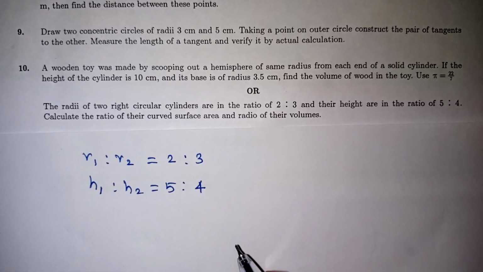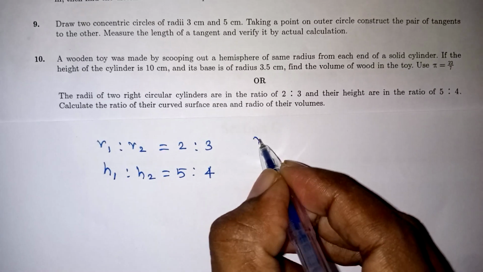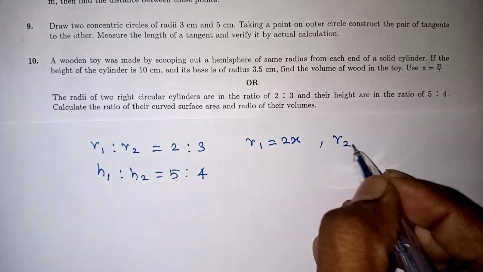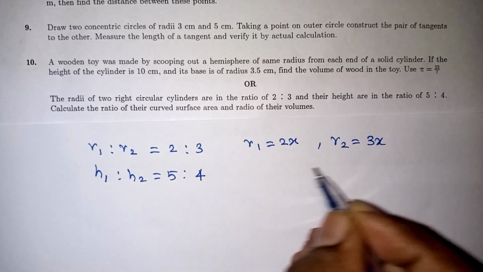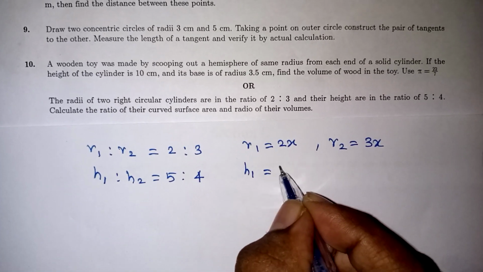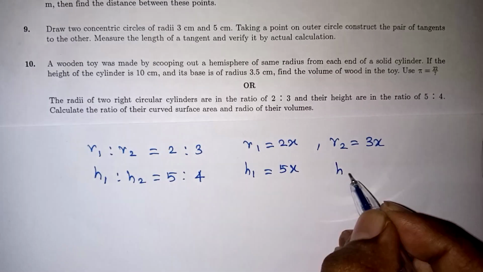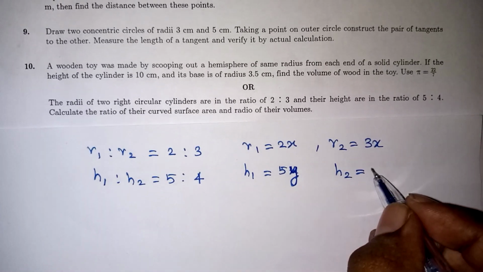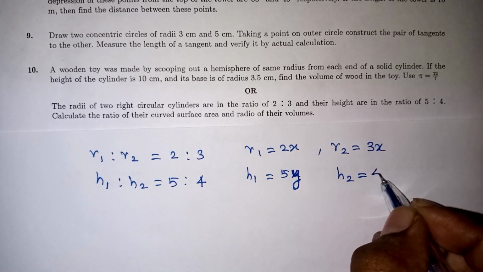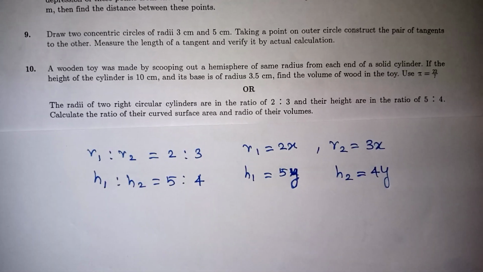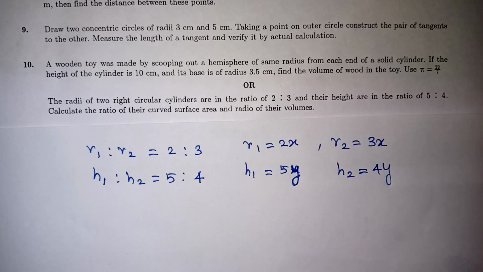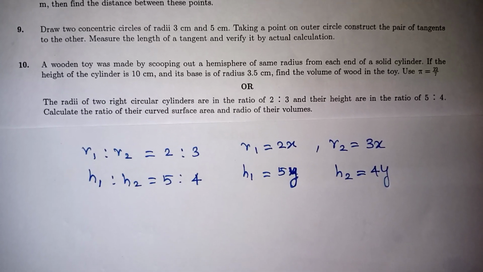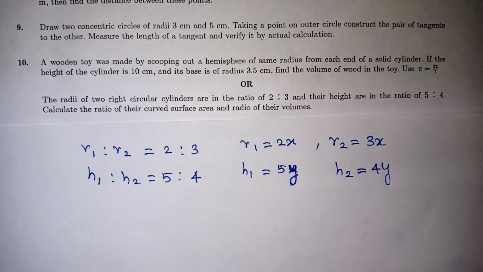Very easily we can calculate. So here first let us take R1 is equal to some 2x, R2 is equal to some 3x. Same way H1 is equal to some 5x, H2 is equal to some, y you take it. Otherwise it will get confused, so go for some other variable. So this is 4y. Without taking a variable also you can try, but at some point of time it will lead to the wrong answer. So go with the variable, it will not miss anywhere.